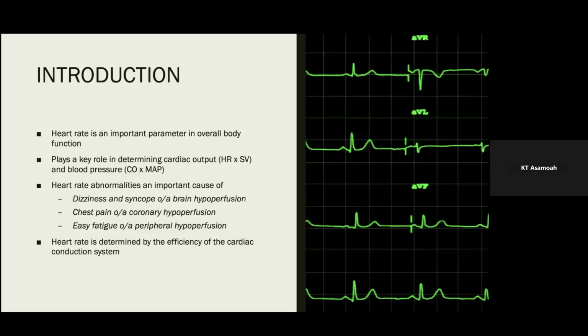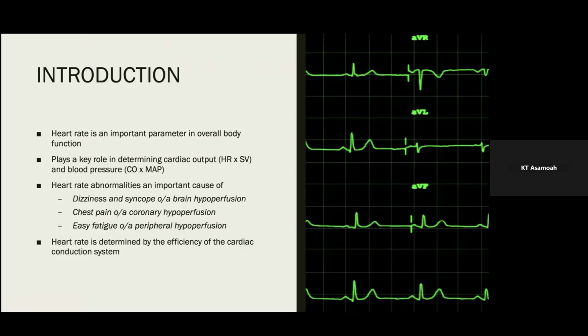Basically, the heart rate is generally an important parameter in overall body function, and it plays a key role in determining cardiac output. We all know that cardiac output is heart rate times stroke volume, and that same cardiac output times the total peripheral resistance gives us the blood pressure. So heart rate feeds into both the cardiac output formula and the blood pressure formula.